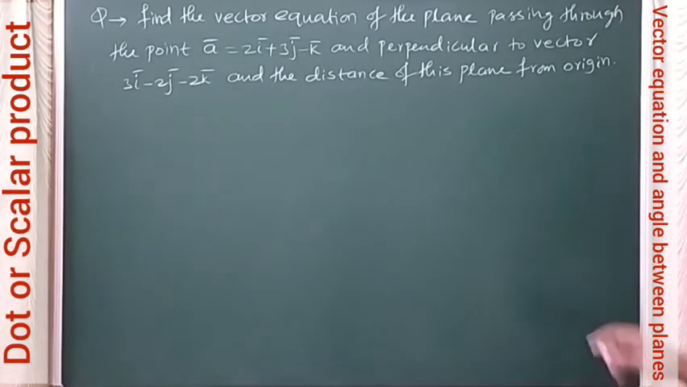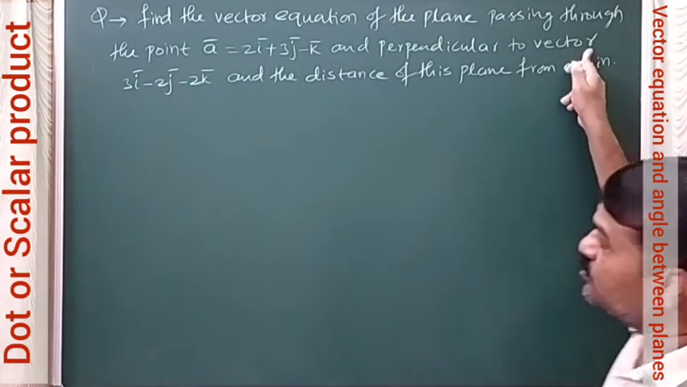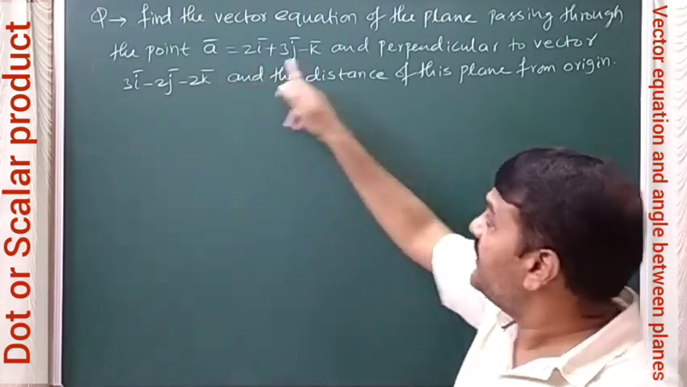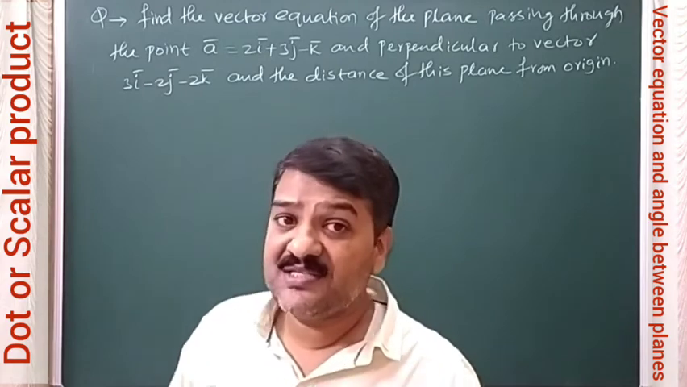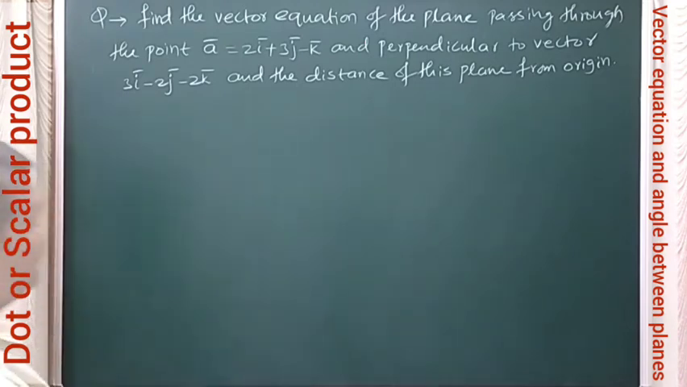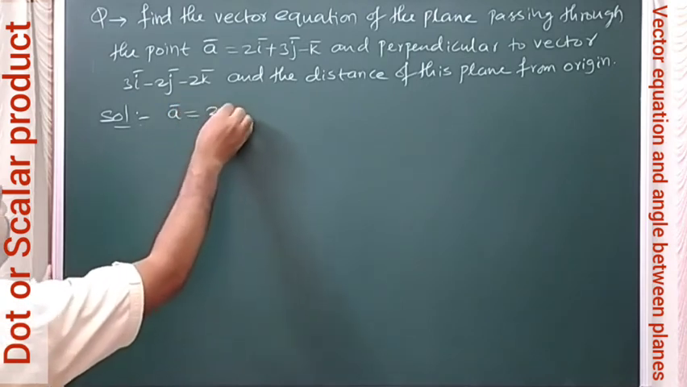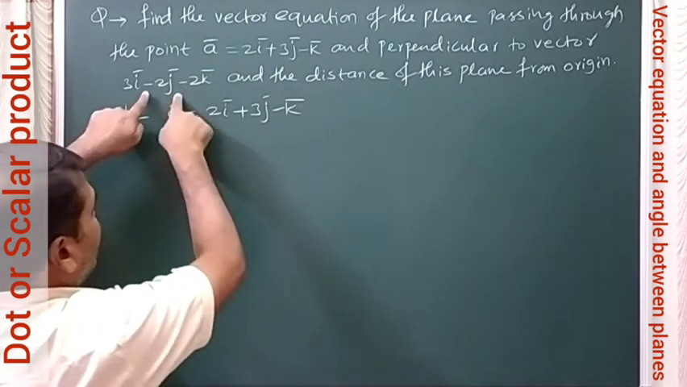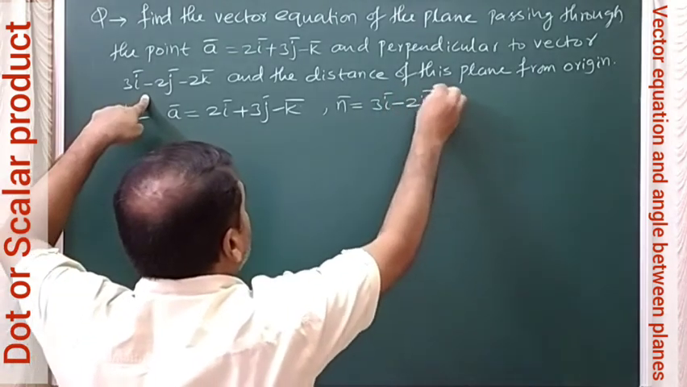Now find the vector equation of the plane passing through this point and perpendicular to this vector. That means this is n bar, normal to the plane. And also find the distance of this plane from the origin. If you want the distance from the origin, you have to write the normal form of the plane. The plane is passing through a bar, and the plane is perpendicular to this vector, that means n bar is normal.